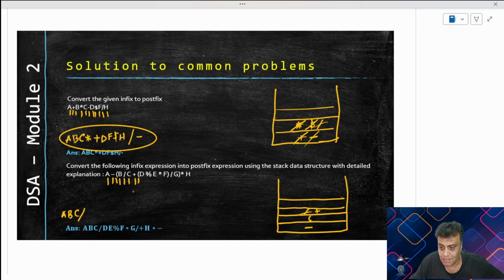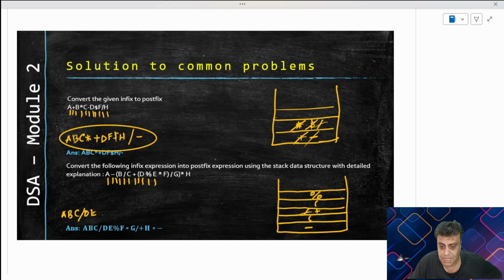Then we have another bracket, right? So we have another bracket means we will put that bracket here. Bracket means blind push. So we will push the bracket blindly into the stack. Then we have a D, right? This D, what we will do, we will print. Then we have a percent. Percent, can I put it here? Yes, I can put percent here because percent has higher precedence than a bracket. Bracket has the lowest precedence, as I said.